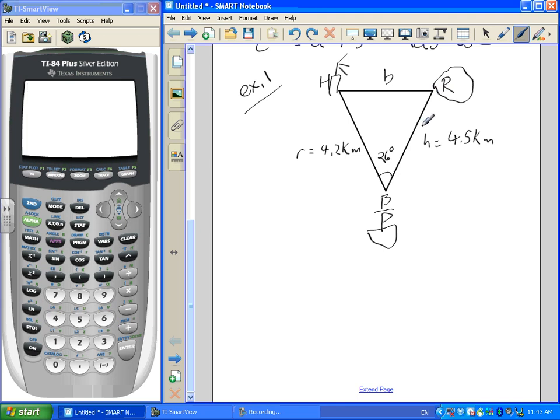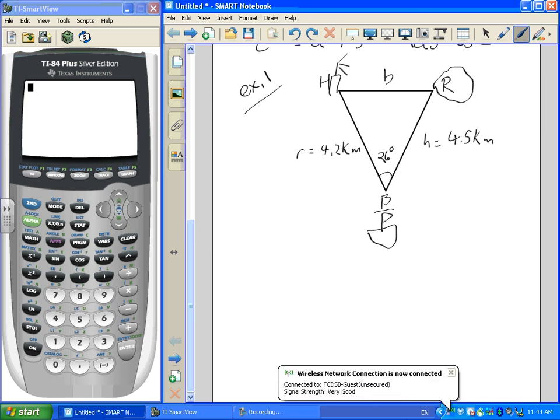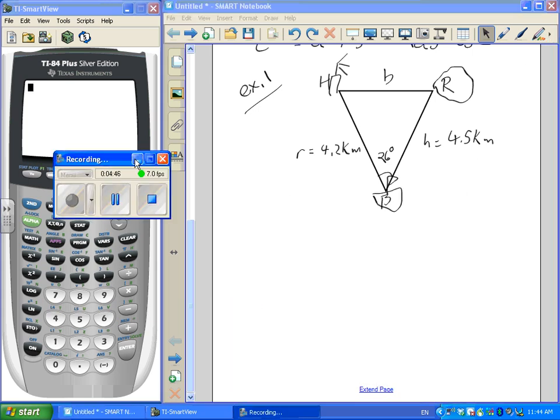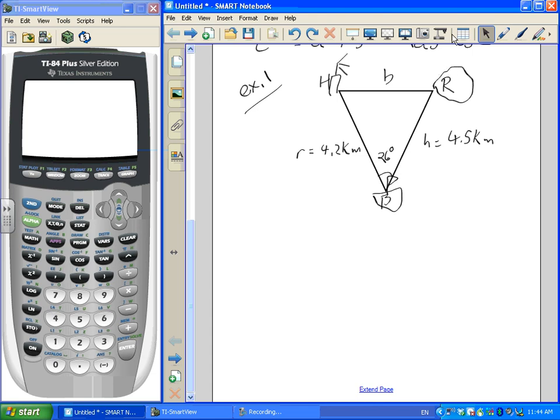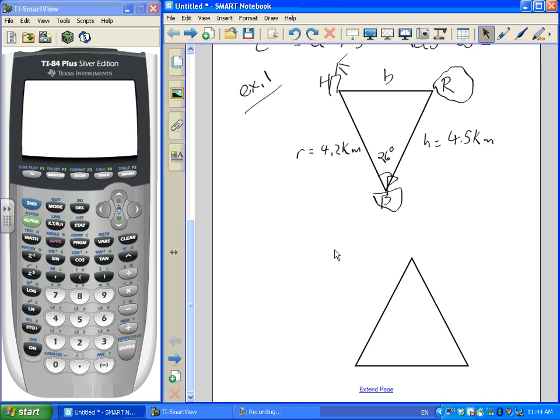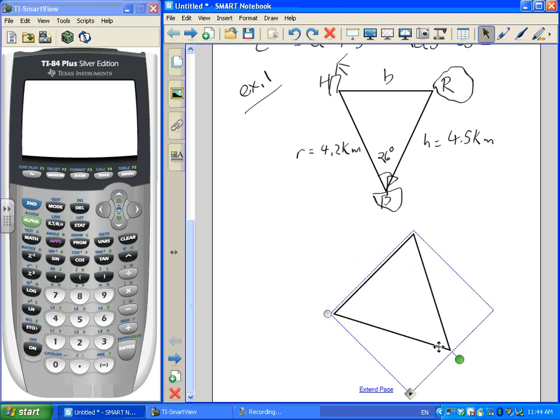So, what I'm going to do, because remember our cosine law is set up to have A, B, and C, we're going to rename the triangle A, B, and C. So, I'm going to write the same triangle. We're going to redraw it. Same triangle, roughly same shape. I'm going to rename it.